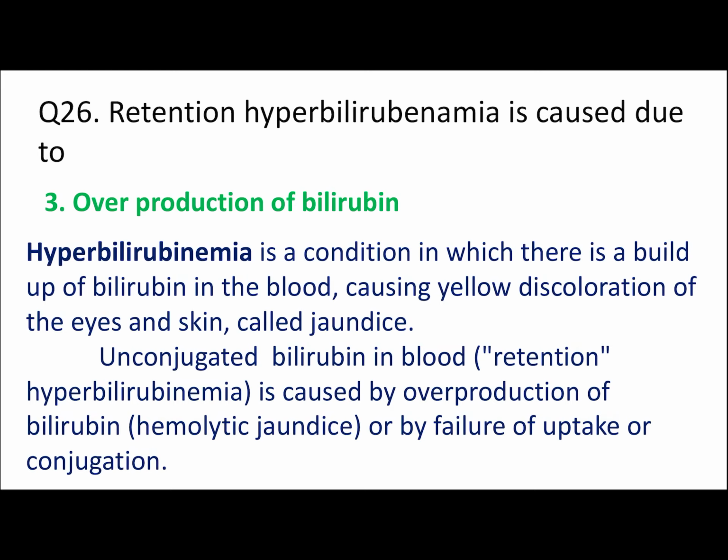Here the unconjugated bilirubin in blood is called retention hyperbilirubinemia and is caused by overproduction of bilirubin, also called hemolytic jaundice, or by failure of uptake or conjugation. This can also be the cause of retention hyperbilirubinemia.